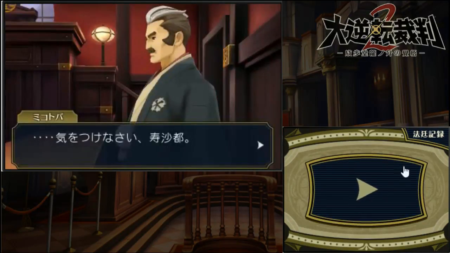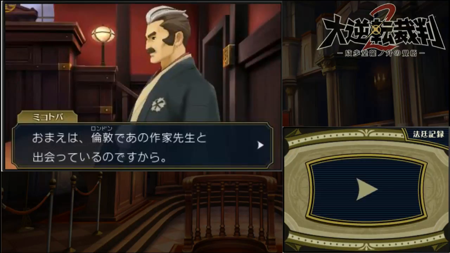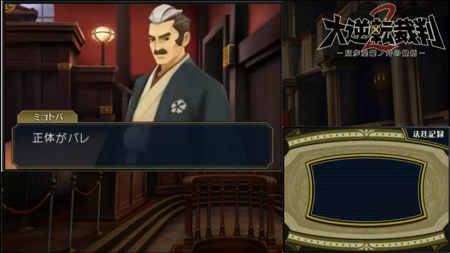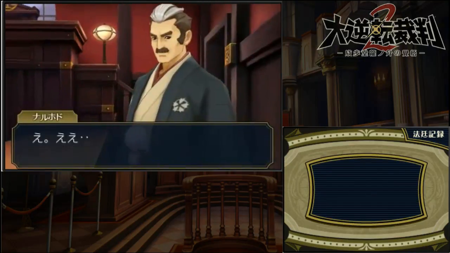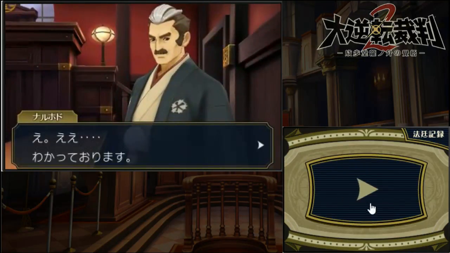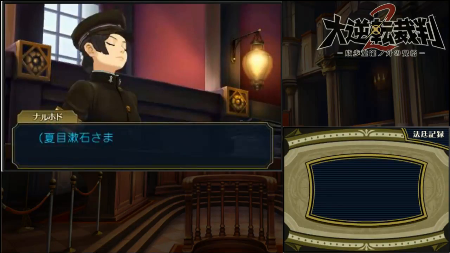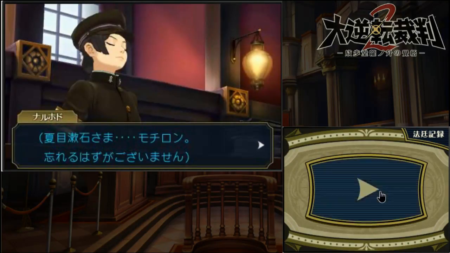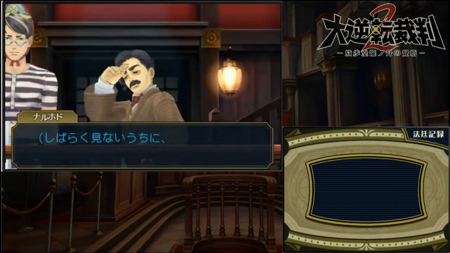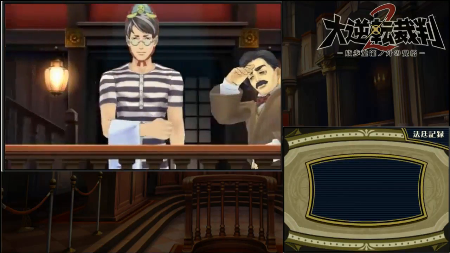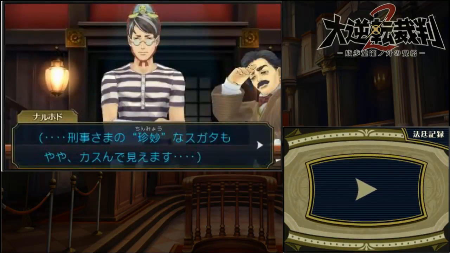Be on your guard, Susato. You've met that respectable writer in London, after all. Should they discover your true identity, all will be for naught. Yes, I understand. Natsume Soseki-sama, you are the one person I could never forget. Though he does seem to have changed somewhat since the last time I saw him. The inspector's bizarre appearance has also changed, if slightly towards the obscure.